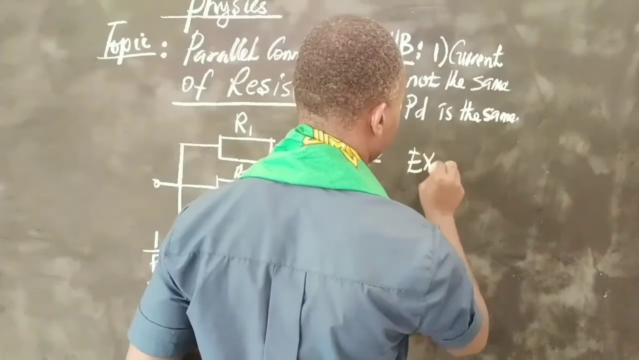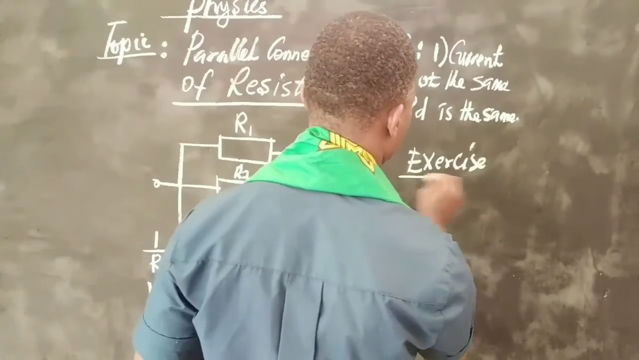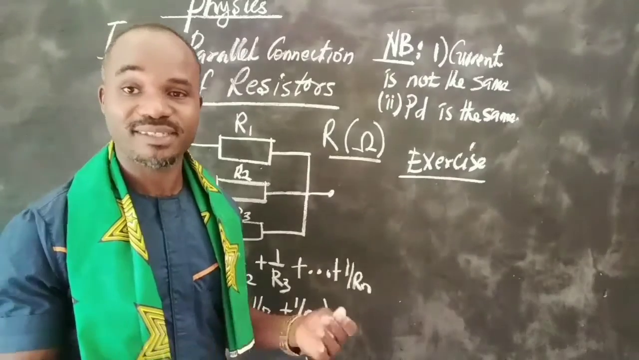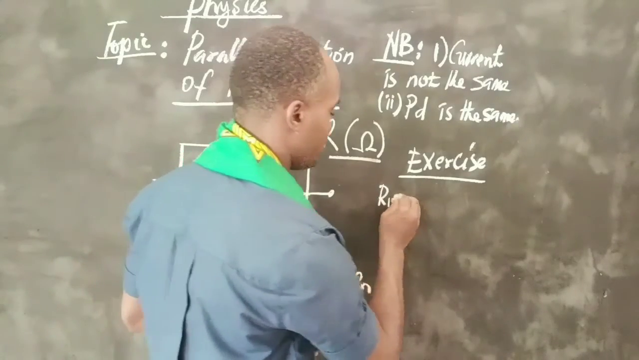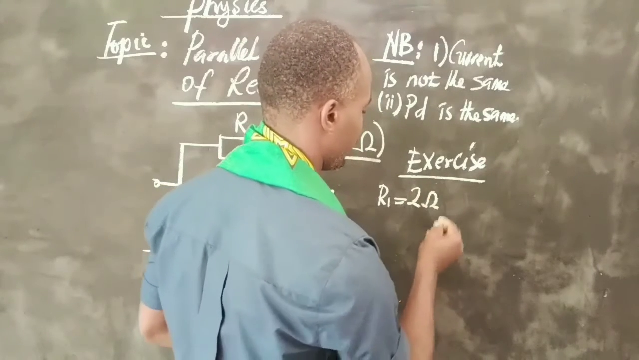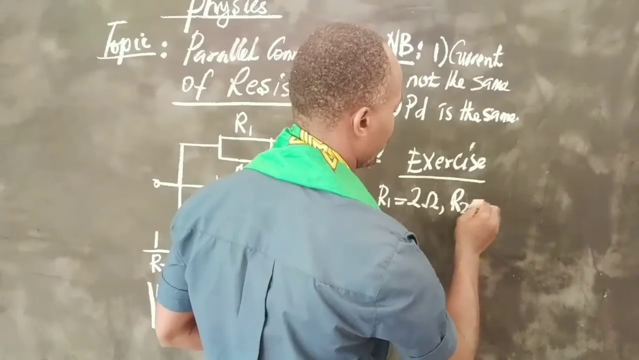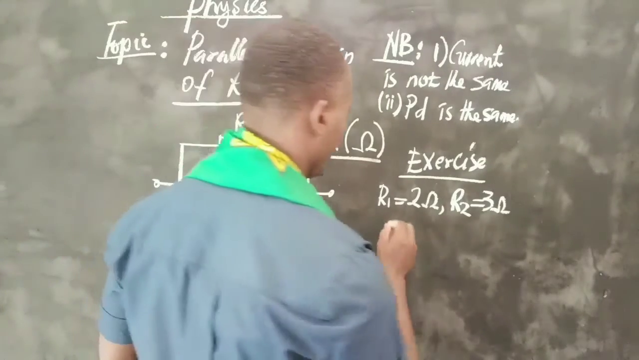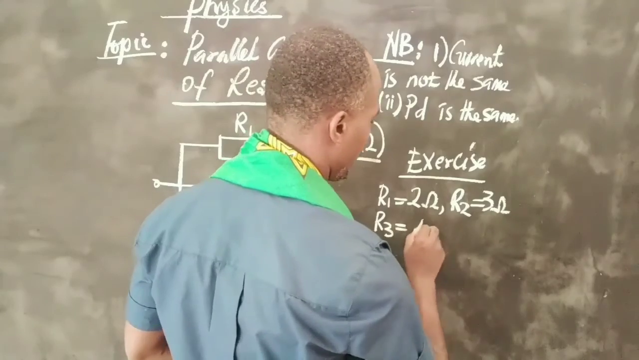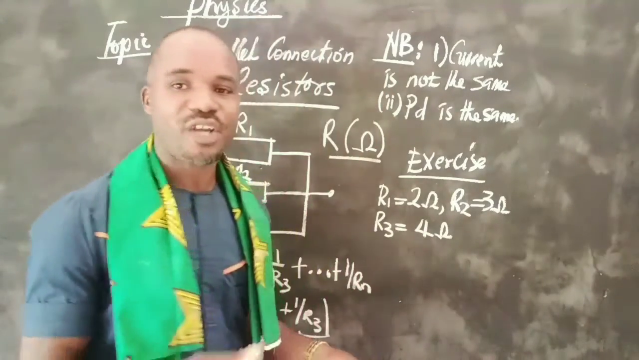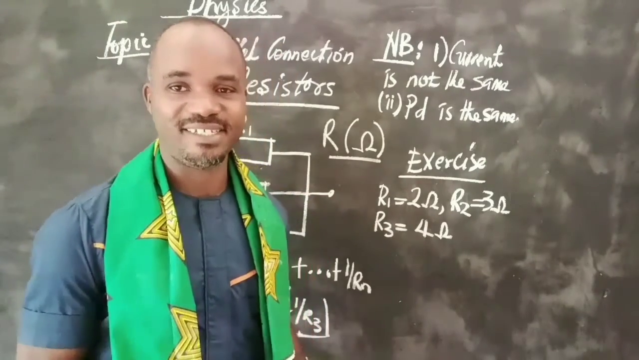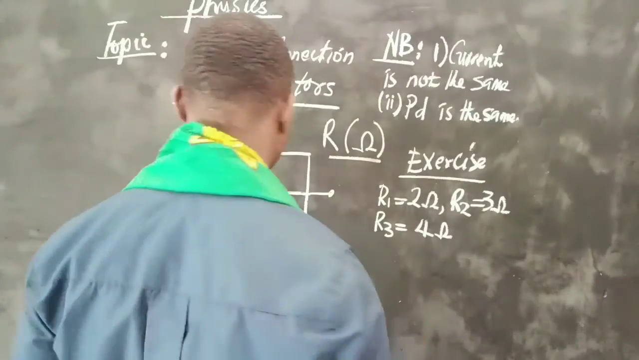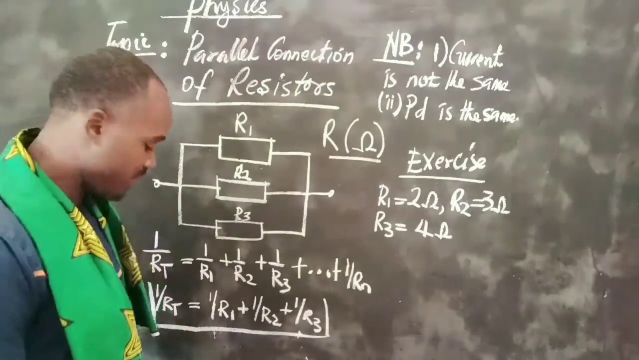So, exercise: 3 resistors of resistances R1 equal to 2 ohms, R2 equal to 3 ohms, then R3 equal to 4 ohms, are connected in an electric circuit. Find their net or equivalent resistance. It's very simple. So recall the formula and apply the formula.